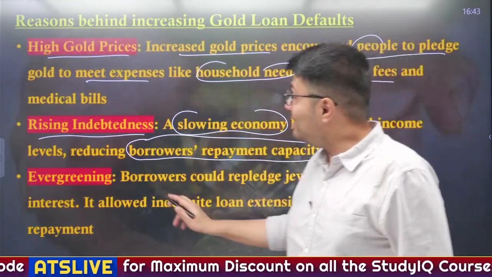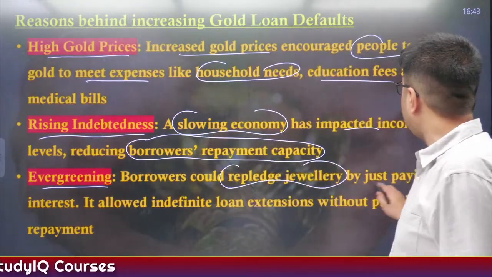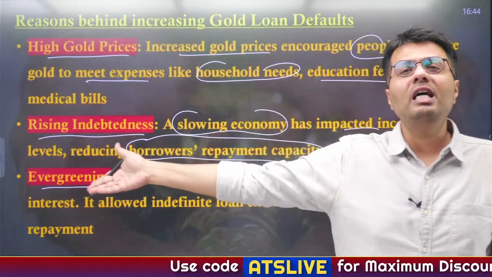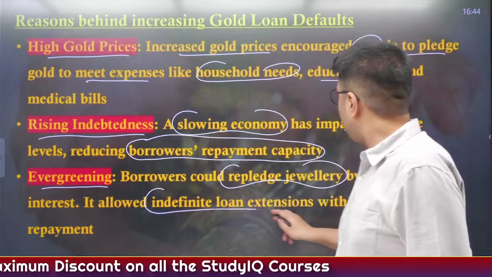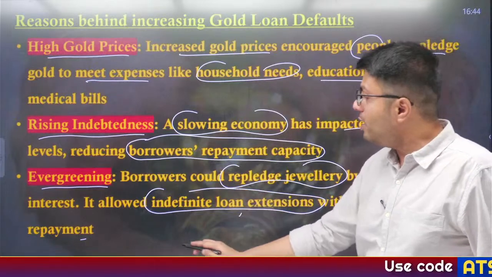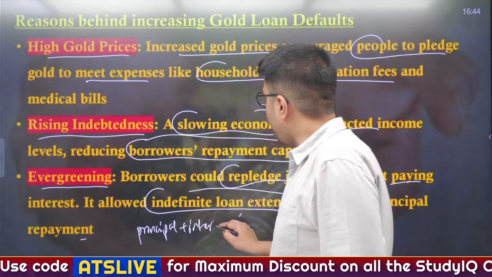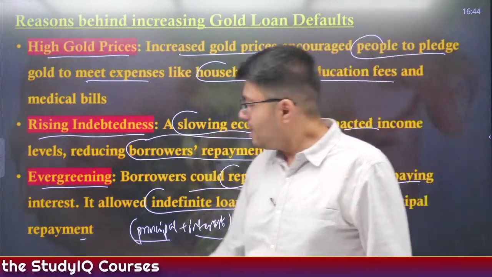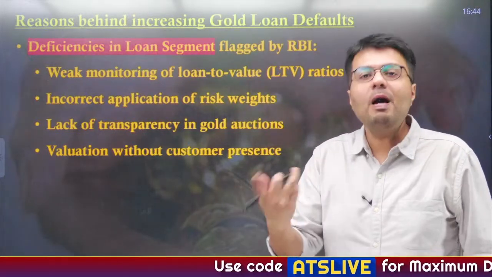Now another factor is called evergreening of loans. What borrowers used to do before is that they could repledge their jewelry by just paying the interest, right? So suppose they were paying the interest without paying the principal amount and said that, see, we are already giving you the interest, why do you not give us additional loans and we'll pay you interest also, right? So this allowed indefinite loan extensions without principal repayment. Now RBI has mandated that you can repledge your jewelry only after you pay back the principal amount as well as the interest amount. So just paying off the interest amount is not sufficient. You also have to pay the principal amount before you can repledge your jewelry. So these are the reasons why the amount of gold loans has increased, and also there is a deficiency in how RBI monitors this gold loan segment.